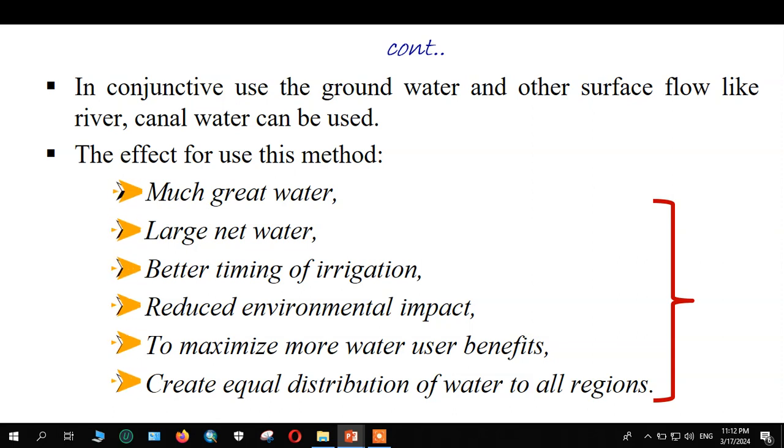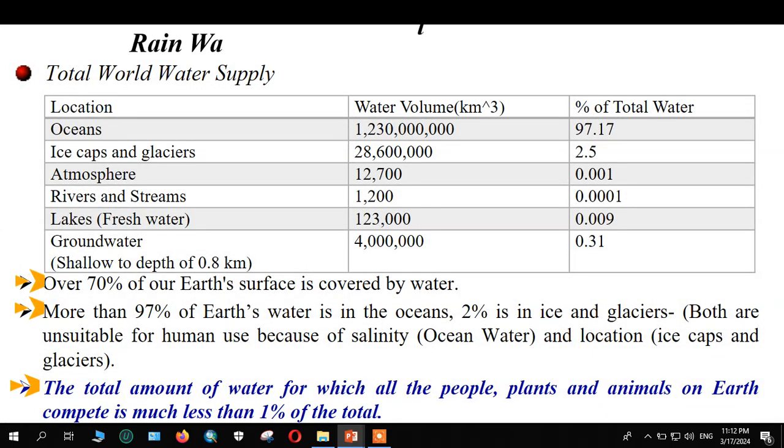The effect of using this method, the conjunctive use of water resources, is that we can get much greater water, larger net water, better timing of irrigation, reduced environmental impact, maximized water use benefits, and equal distribution of water to all regions. These are the advantages of conjunctive use of water resources.